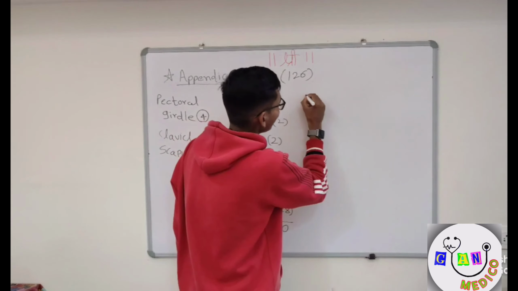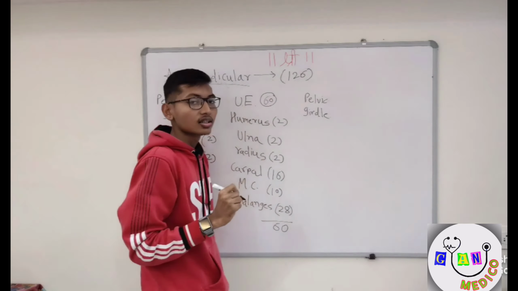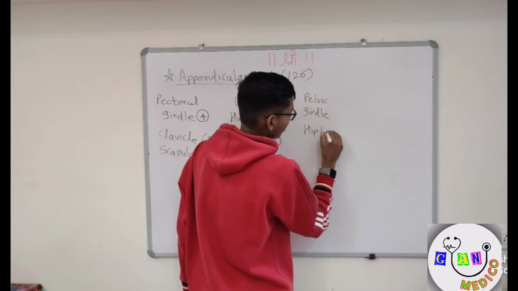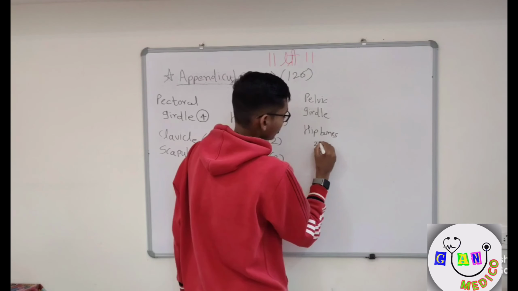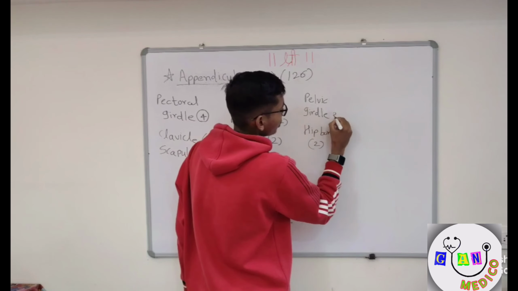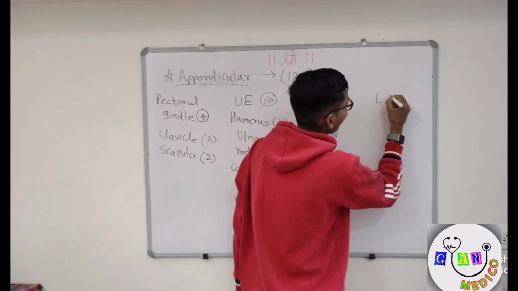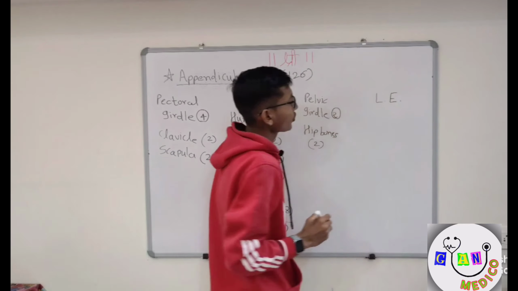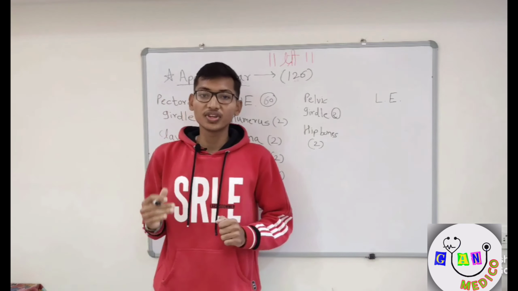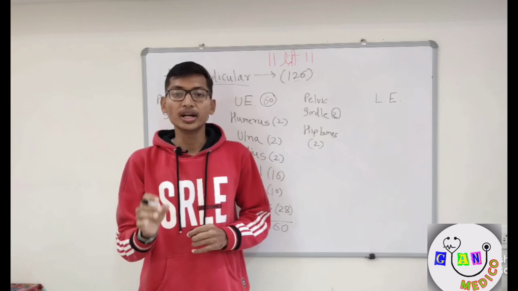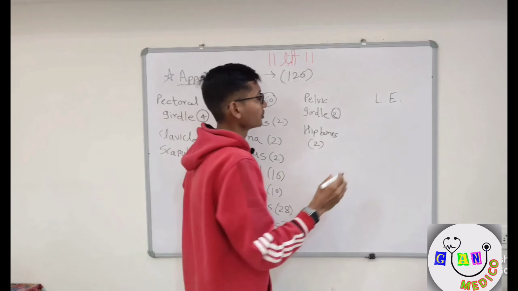Next is pelvic girdle. Pelvic girdle contains 2 hip bones. These are 2 in number. Now the last one is lower extremity. Lower extremity contains femur, patella, tibia, fibula, tarsals, metatarsals and phalanges.